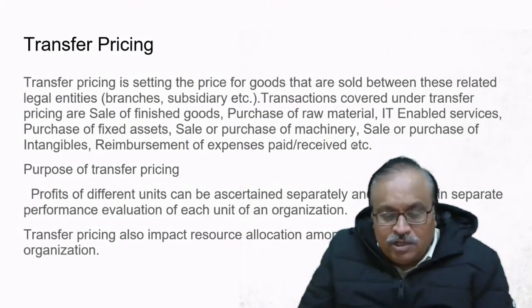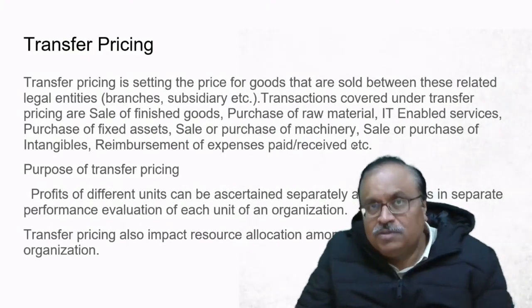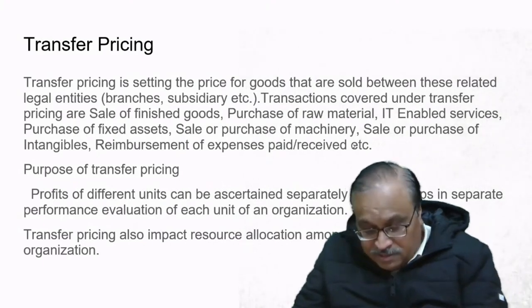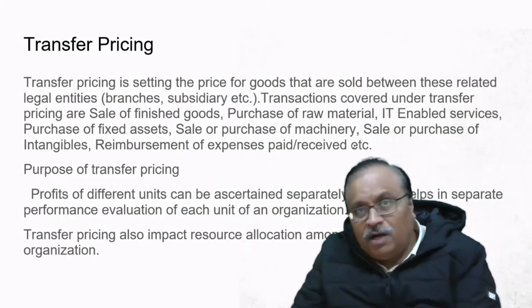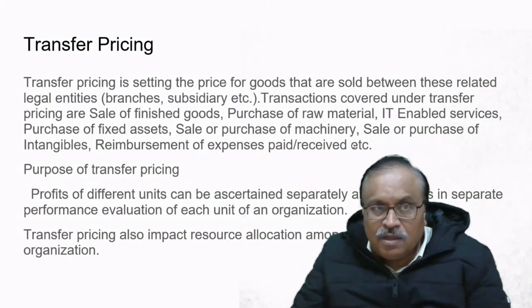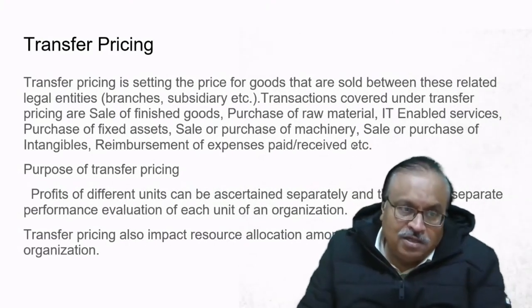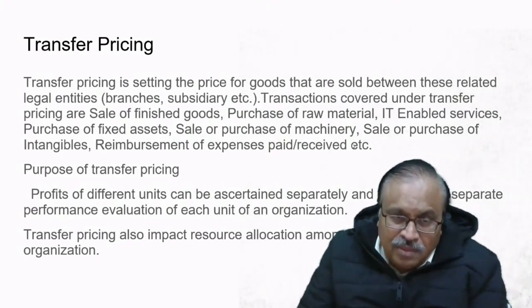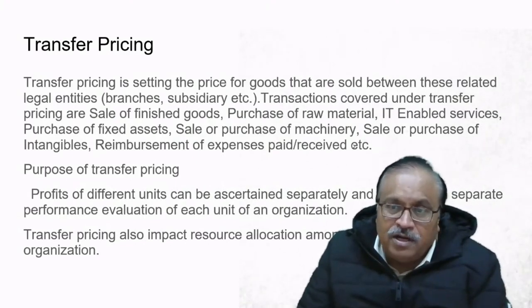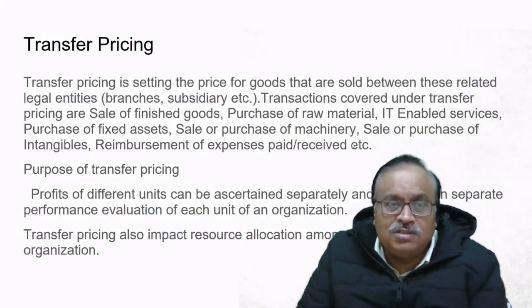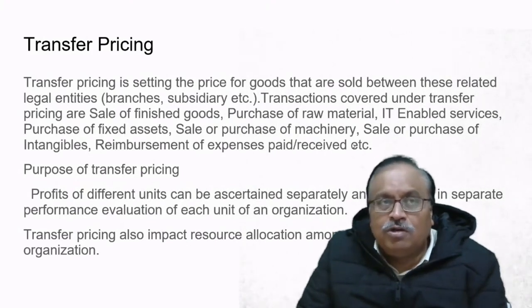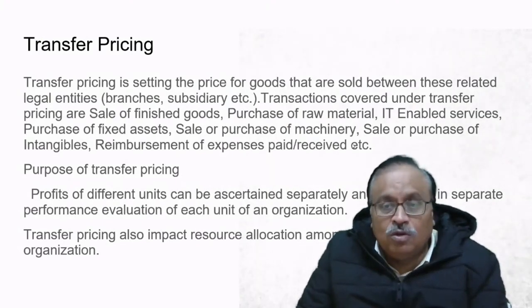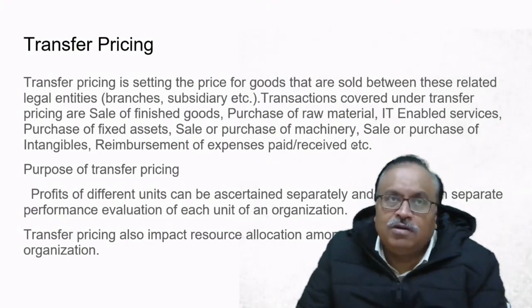So what usually happens is that you purchase some part from another firm, assemble it as a sub part to your main part, and then sell your main part. So this is how transfer pricing is done. So what is the purpose of transfer pricing? Profits of different units can be ascertained separately, and this helps in separate performance evaluation of each unit of an organization. Transfer pricing also impacts resource allocation among different units of an organization.